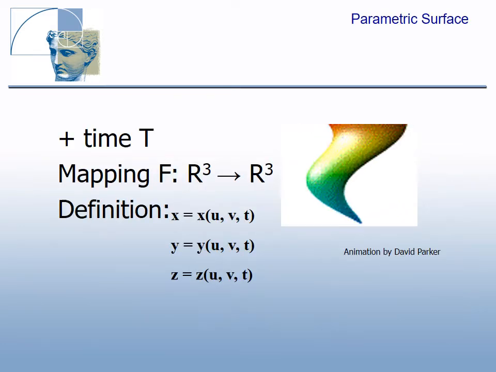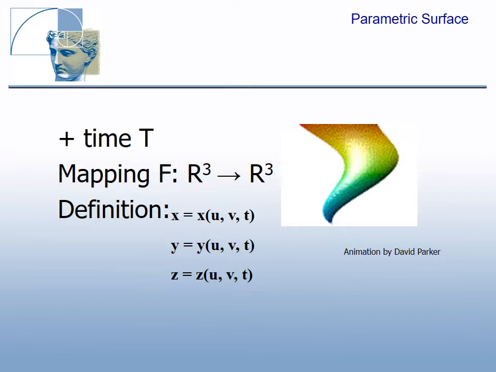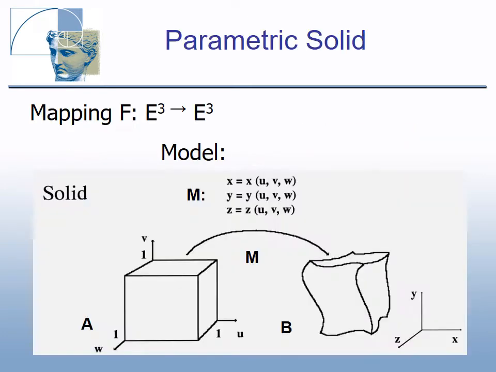Here is an example of parametric definition of a surface changing in time. A solid is a three-dimensional shape in space of any dimension. It means any solid has one-to-one mapping to a unit cube. A parametric solid can be defined by mapping of a unit cube onto the solid.